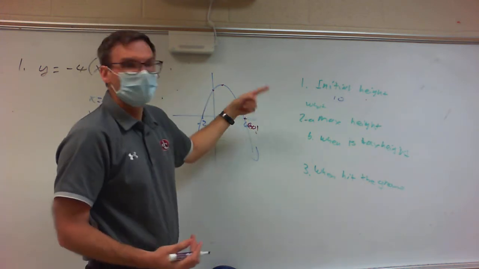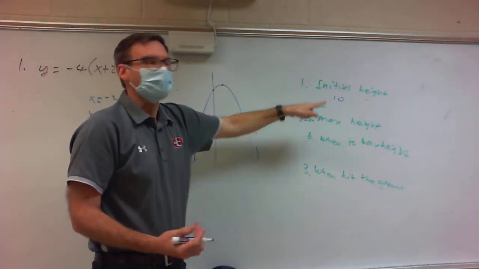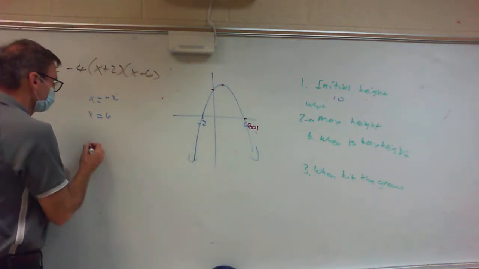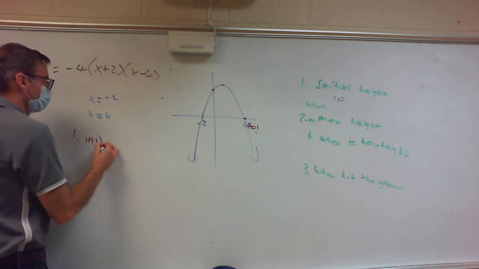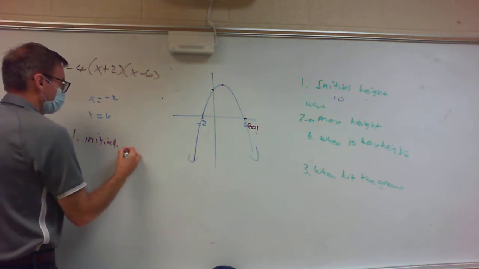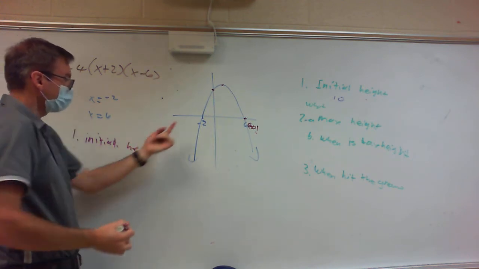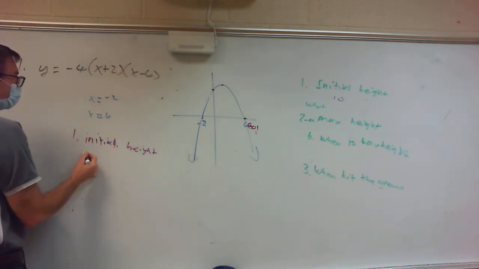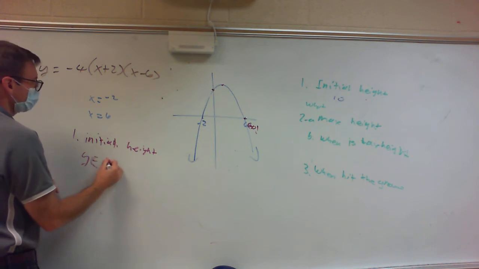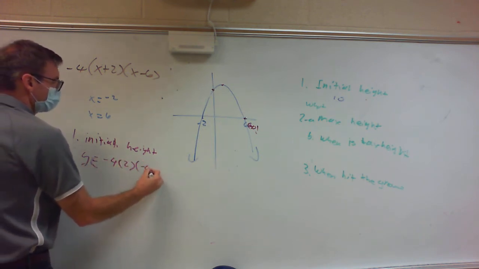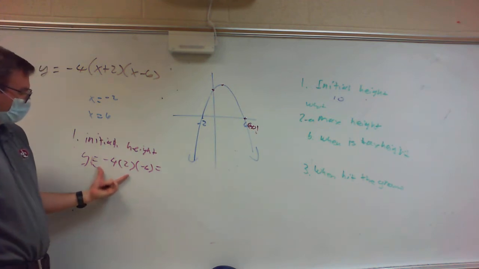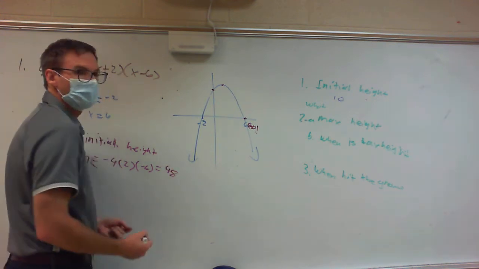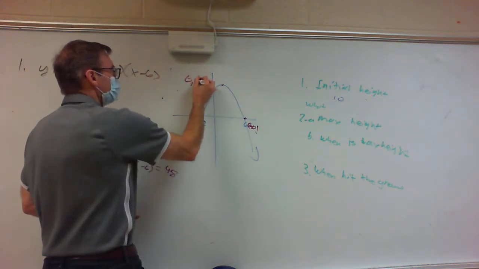To answer some other things, like find my initial height. To find your initial height, that's your y-intercept. So for question 1, initial height, the way I'm going to find this is the way I find my y-intercept: plug in 0 for x. So if I plug in 0 for x, that's going to give me y is equal to -4 times 2 times -6. And so my initial height is, what's that, 8 times 6, which is 48. I just found out this is the coordinate (0, 48).